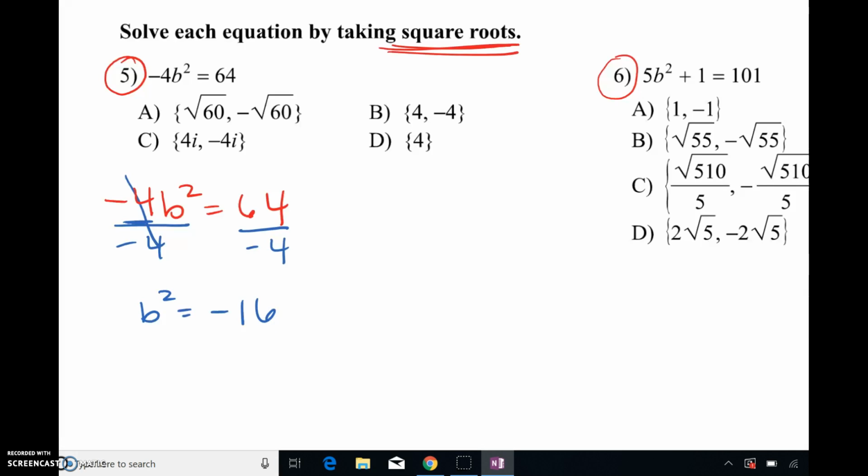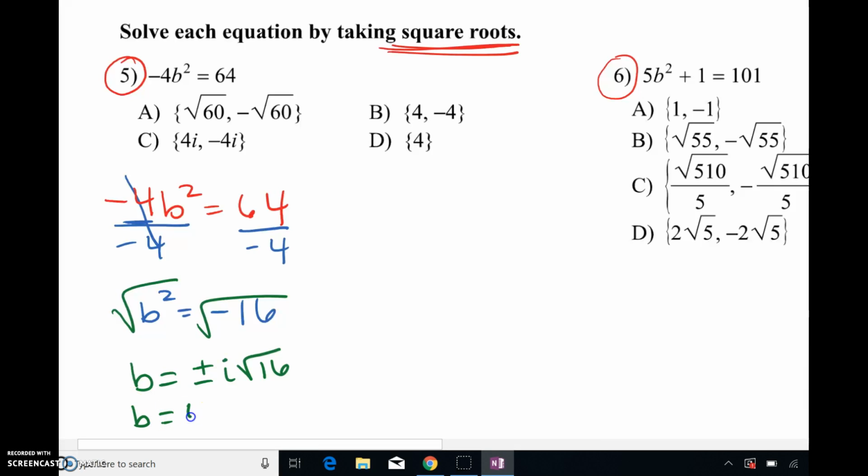So directions told me, hey, solve by taking the square root. I take the square root. And then the biggest thing that you guys are probably going to forget here is that when you have a negative, you have to take out an i, because you can't take a square root of a negative, right? So b equals plus or minus. We're going to take out an i, and then what is the square root of 16? 4. So b equals plus or minus 4i. So the only answer that matches that is C.